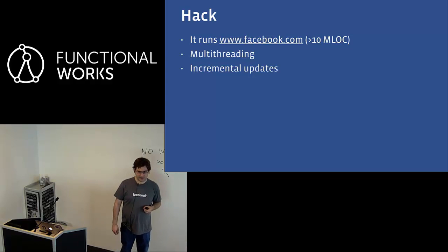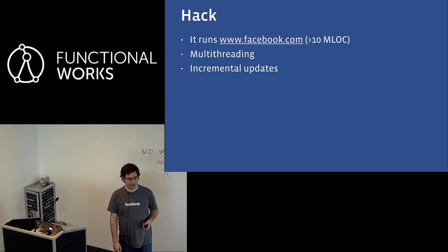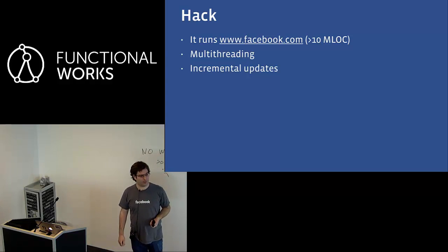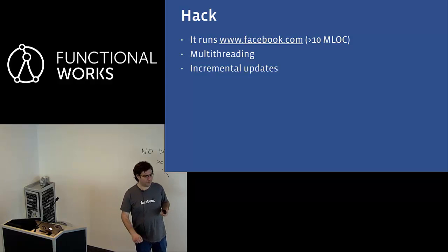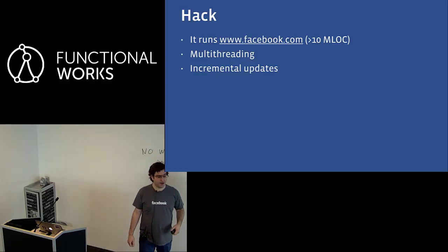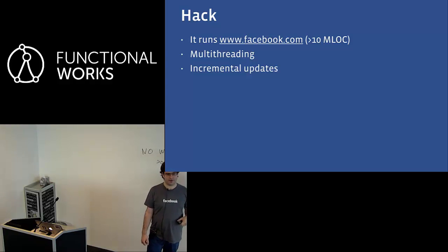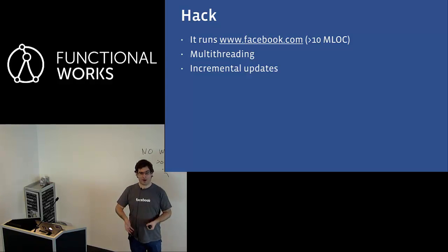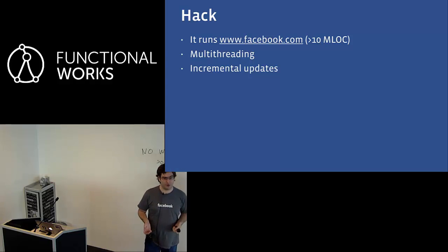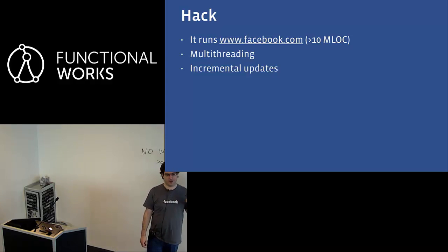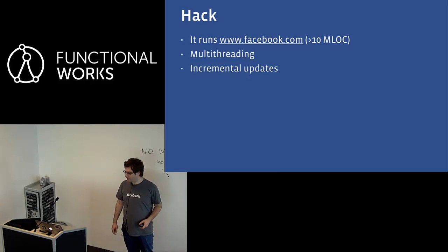So the Hack language, like I said, runs Facebook.com. It's tens of millions of lines of code. And so in order to get the latency requirements that we wanted, we needed to do a bunch of clever things to the type checker. We needed to be parallel, and we needed to have incremental updates. The parallelism is important so that we can get up and running on those tens of millions of lines of code without waiting an hour and a half, which is approximately our single core startup time. And incremental updates are important so that we can get low latency once the type checker is up and running and you're doing your everyday coding.